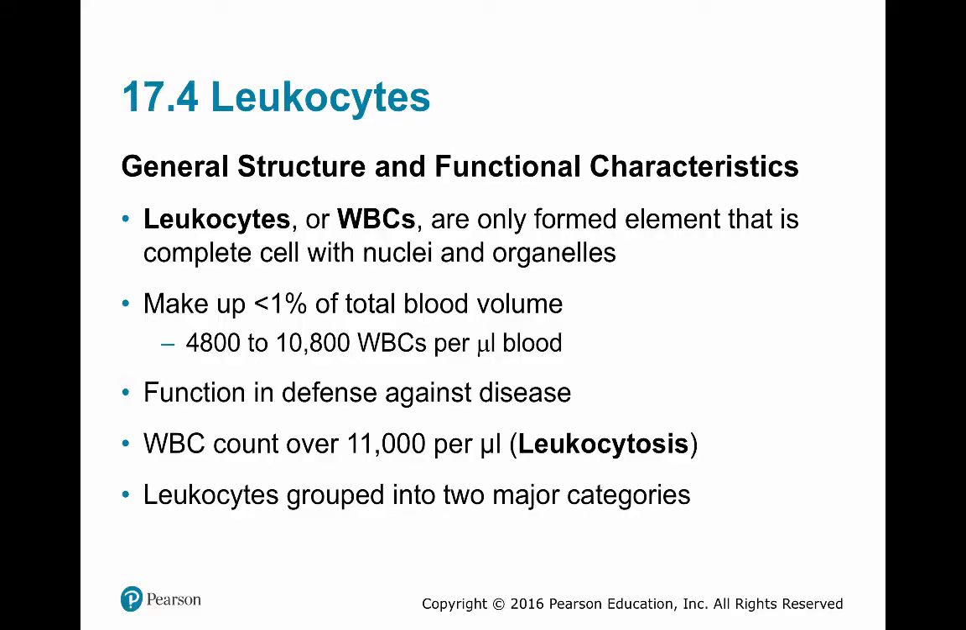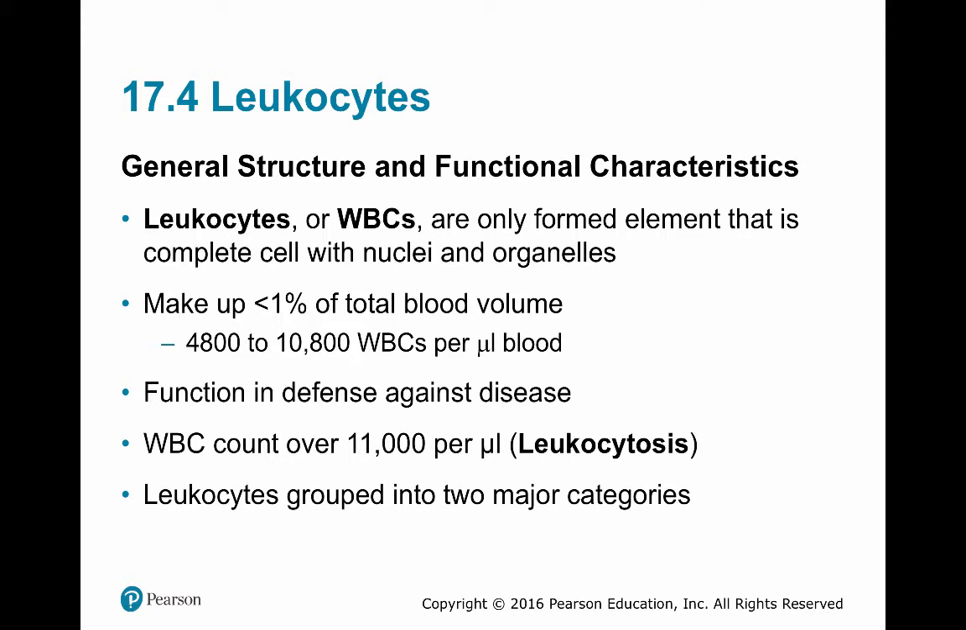We're going to start with our second part of this lecture, which is the next formed element that we're going to hit on, leukocytes. Leukocytes, also known as white blood cells, are the only formed element that's actually a complete cell, which means it has organelles, and most importantly, it has a nucleus. It makes up less than 1% of the total blood volume. On average, you're looking at 1,800 to a little over 10,000 white blood cells per microliter of blood. Its main function is defense against disease.